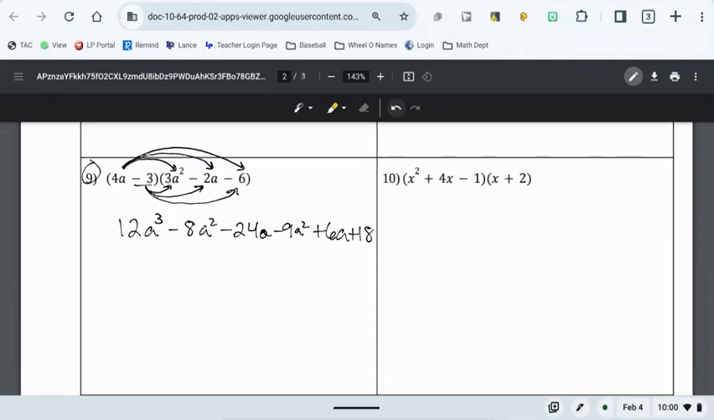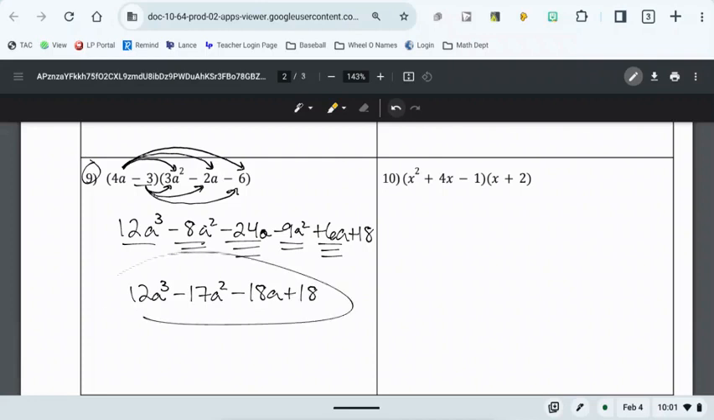Now we combine like terms. 12a to the third power. There's nothing to combine it with, so it stays. We have negative 8a squared, and minus 9a squared gives us a negative 17a squared. Negative 24a plus 6a gives us a negative 18a. And then we have that plus 18 at the end all by itself. And that's that. All right, go ahead and take a few minutes to go through the rest of the examples and come back and check your work. See you in a few.